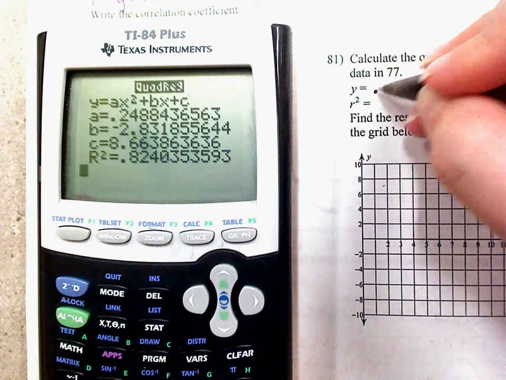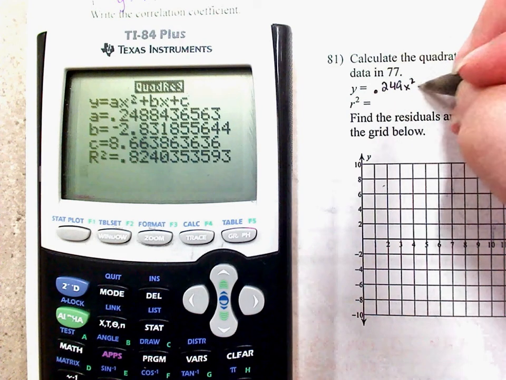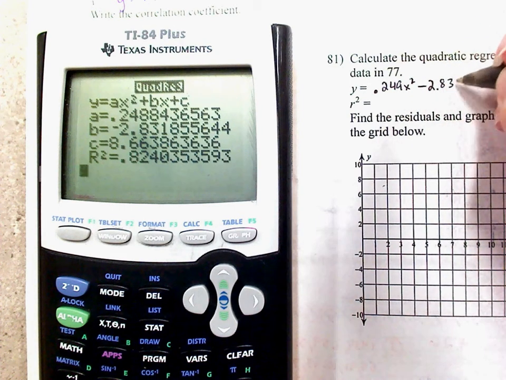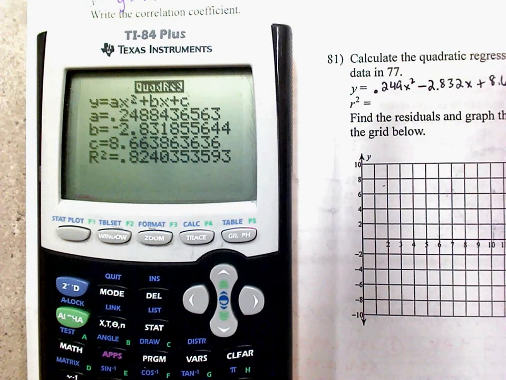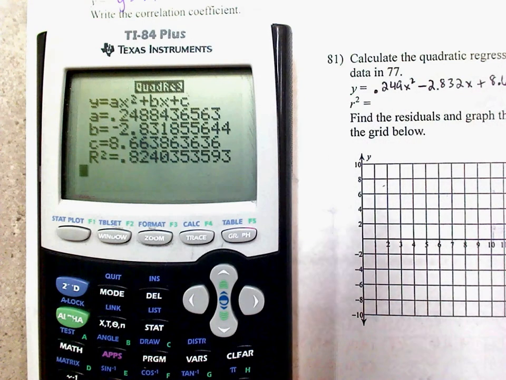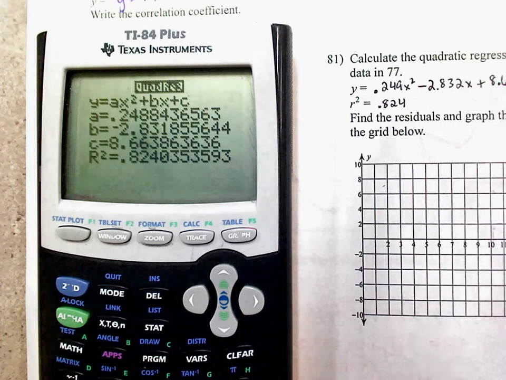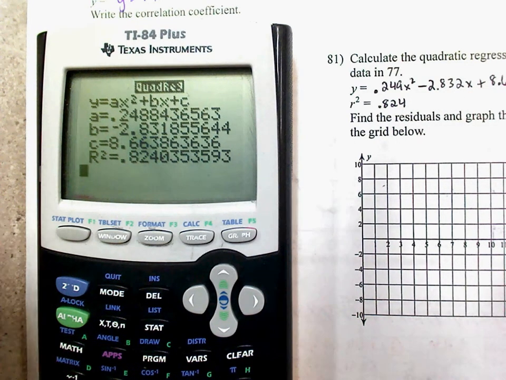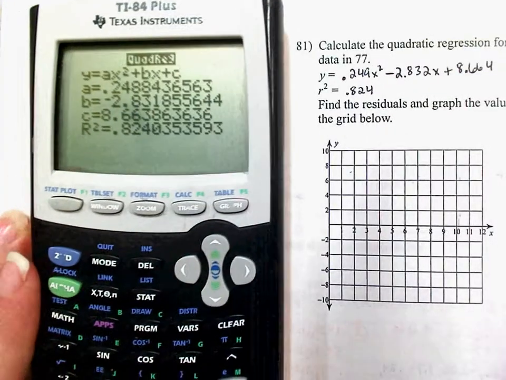So y equals 0.249x squared minus 2.832x plus 8.664. Okay? And then r squared is 0.824, which is a lot better than the r for the linear. So what I want to do now is I want to graph the residuals. I want to find the residuals and graph them.